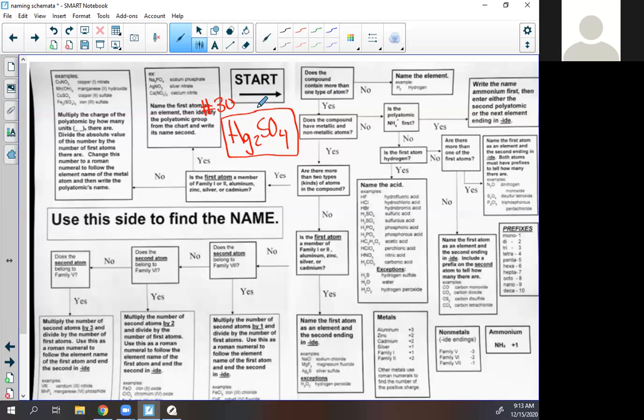You have to remember, if there's not parentheses, there's only one of these things. So it's tempting. It looks like there's 4 of them, right? But there is only one sulfate, and its charge is a -2. So I take the charge, multiply it by how many there are. -2 times 1 equals -2. Absolute value, divide that by the number of first atoms, and that's where I got the 1. So I end up with mercury 1 sulfate.